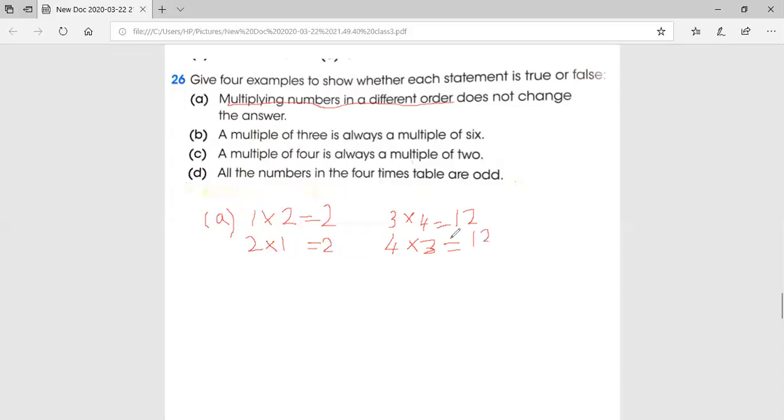Here, this is multiplication and addition. We are not preferring any order. We can add or multiply in any order. The first number can be written second, and the second number first. We can just shuffle the numbers. The answer is always the same. So this statement is true. We want to write four examples for this one. Next one, question B.